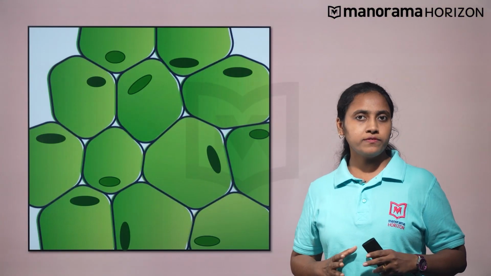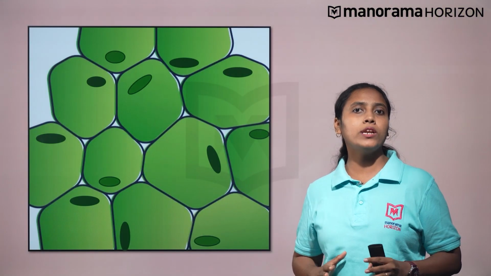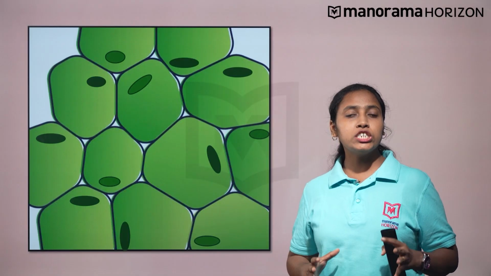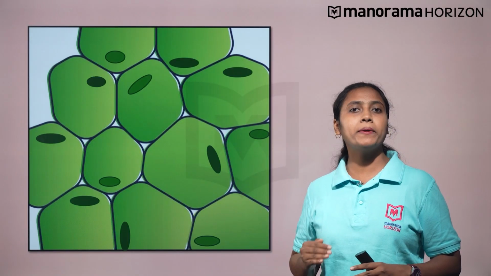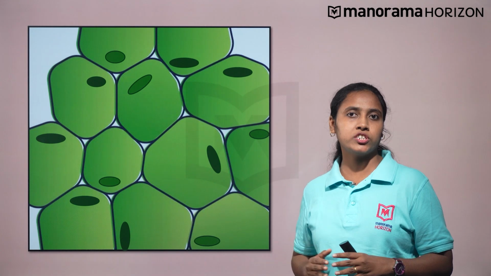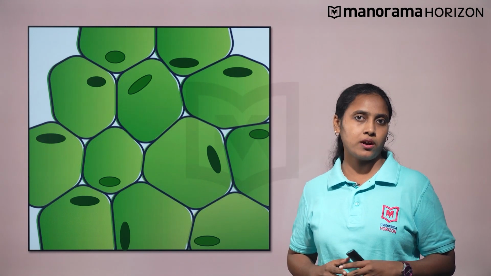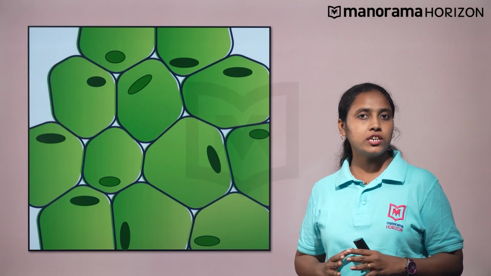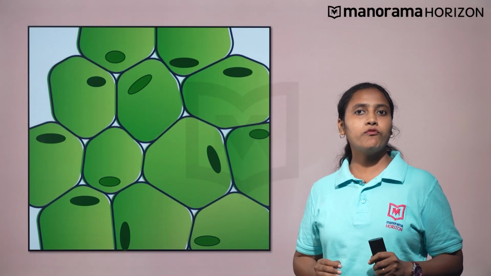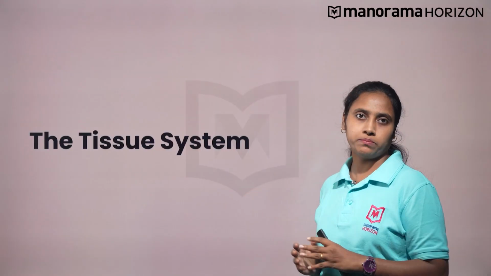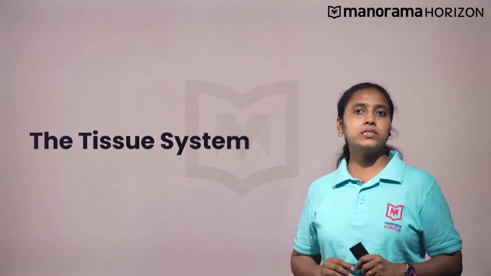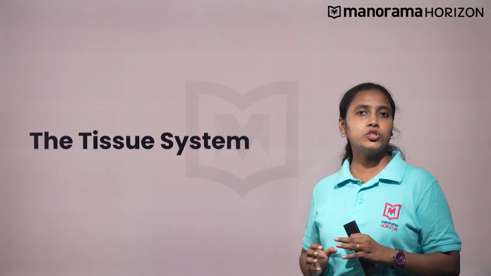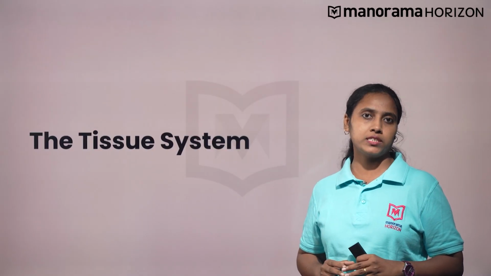When similar kind of cells work together, we call it tissue. Tissues are of different types depending on the functions, structures, types of cells, etc. But when several tissues are grouped based on the structure and location, they form the tissue system. In this session, we will discuss the different tissue systems seen in plants.